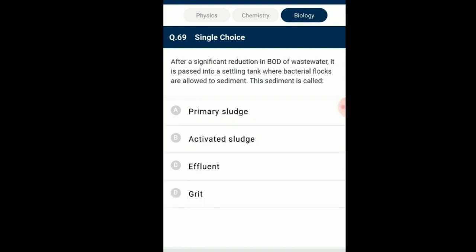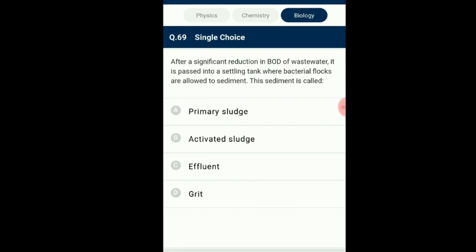Question number 69. After a significant reduction in BOD of wastewater, it is passed into a settling tank where bacterial flocs are allowed to sediment. This sediment is called. In the wastewater treatment process, the treated primary effluent is transferred to large aeration tanks. These tanks are constantly pumped with air by agitation, which allows growth of aerobic microbes into flocs, that is, masses of bacteria associated with fungal filaments to form mesh-like structures.